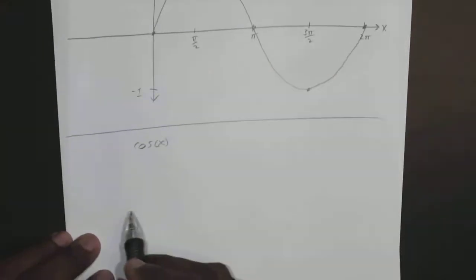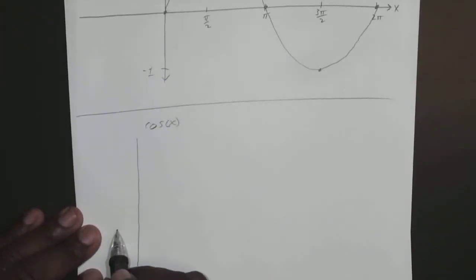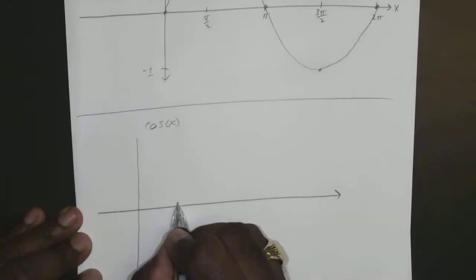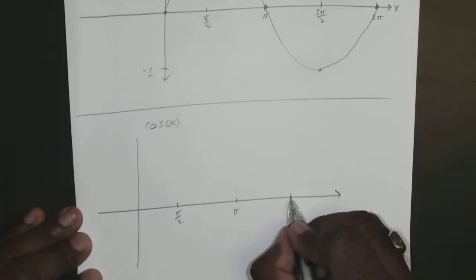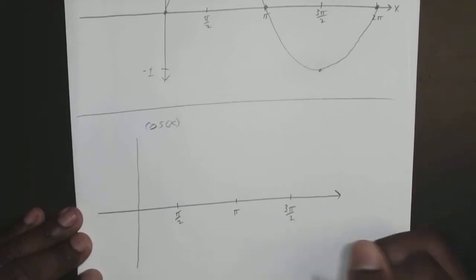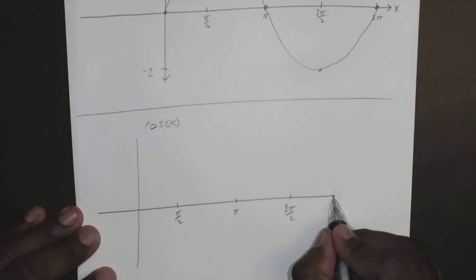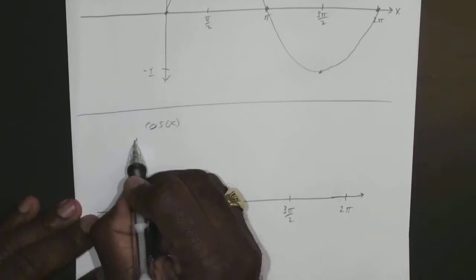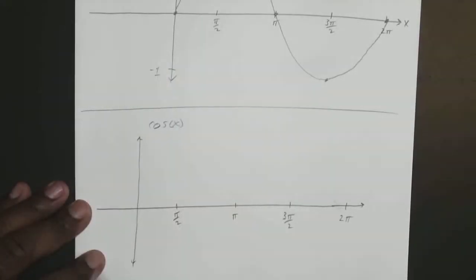of x, move that up. Okay, so let's say this is your pi over 2, your pi, your 3 pi over 2, and make that just a smidgen longer. And your 2 pi. Okay, the only difference is sine starts at 0, cosine starts at 1.